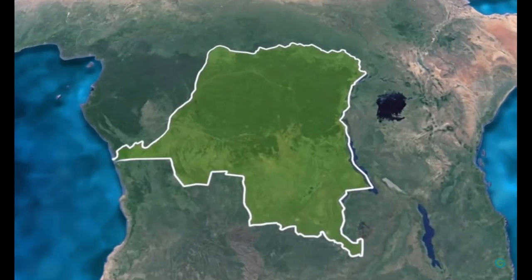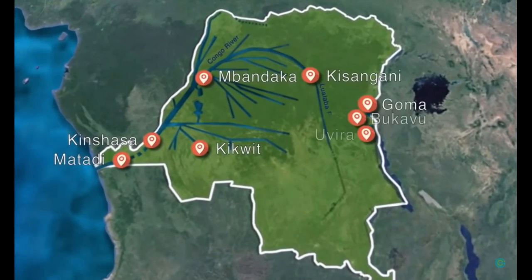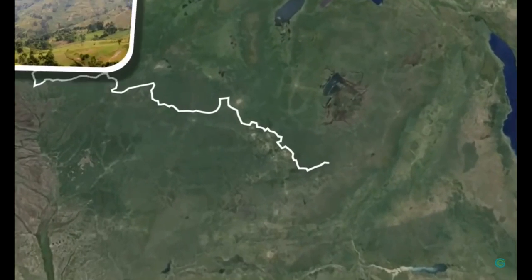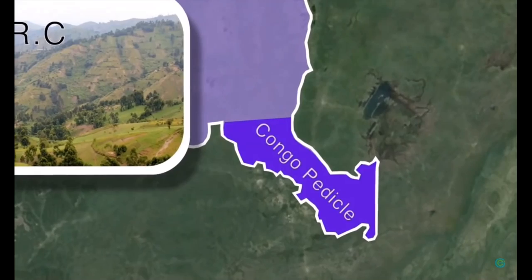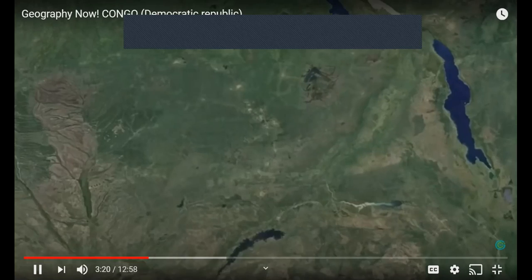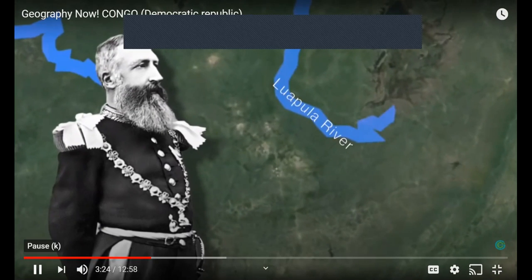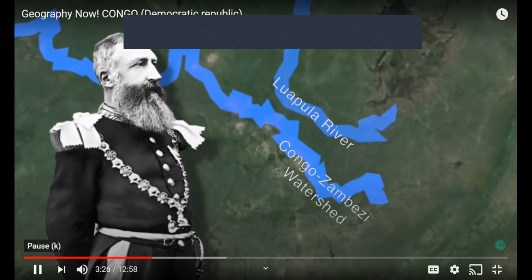Water transport has always been the dominant means of moving around, as nearly two-thirds of the entire country is navigable by rivers and creeks. In the south of the Katanga province, you have the Congo Pedicle, or the Katanga Boot, another narrow corridor that protrudes into Zambia, almost cutting it in half. The reason why this happened all had to do with the Belgian King Leopold II and the Berlin Conference. Basically, he claimed the borders to ride along the Luapula River and the watershed between the Zambezi and Congo to be the southernmost borders of the country.